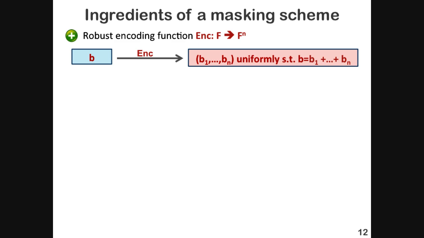This encoding function maps an element in the field to a vector over this field. Essentially, you can think of this as a linear secret sharing scheme, an n out of n secret sharing scheme, where the secret element b from the field is encoded by a vector b1 to bn that is uniformly distributed over F^n, such that the sum of the shares is equal to b. So this is just a simple additive secret sharing scheme. And as long as you only learn n minus 1 shares, you have no knowledge about the secret b.